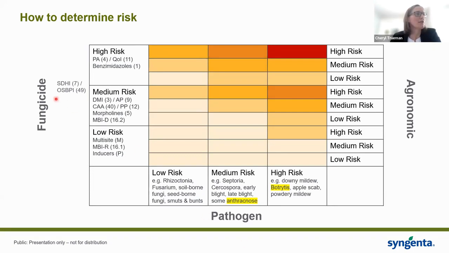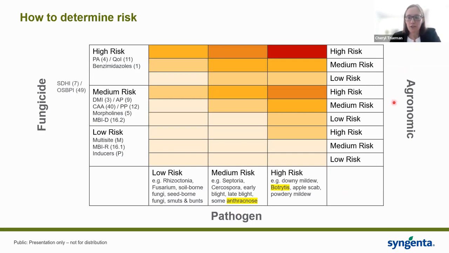So you'll see that FRAC has classified different modes of action groups into different categories. So you'll see the group 11s up here in high risk. The SDHIs, or the group 7s, are considered medium high. And then you have others grouped in medium. So multi-sites will be low risk. For the pathogen, they are also classified from low, medium to high risk. You'll see botrytis here considered high risk and anthracnose medium risk.